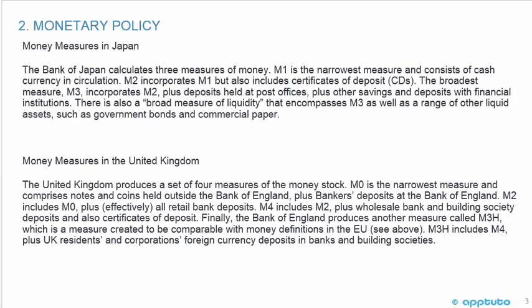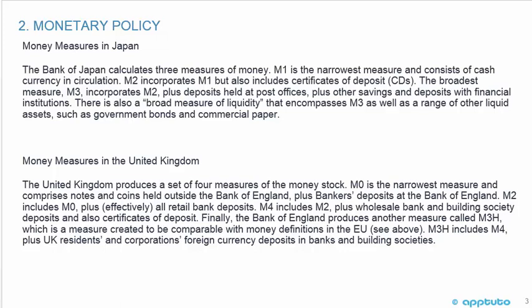Moving on to Japan, the Bank of Japan calculates three measures of money. M1 is the narrowest measure and consists of cash, currency in circulation. M2 incorporates M1, but also includes certificates of deposit. The broadest measure, M3, incorporates M2, plus deposits held at post offices, plus other savings and deposits with financial institutions. There is also a broad measure of liquidity that encompasses M3, as well as a range of other liquid assets, such as government bonds and commercial paper.